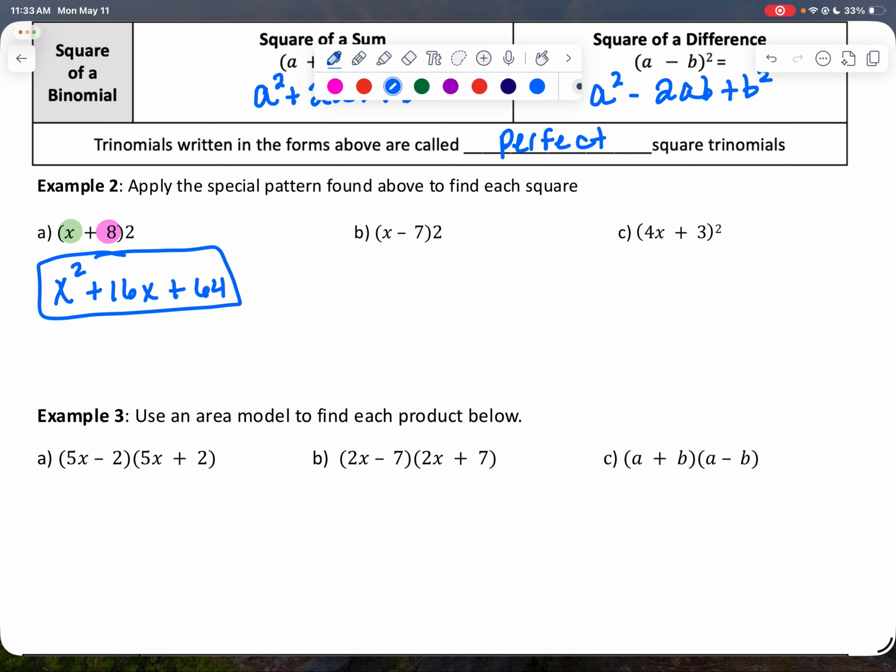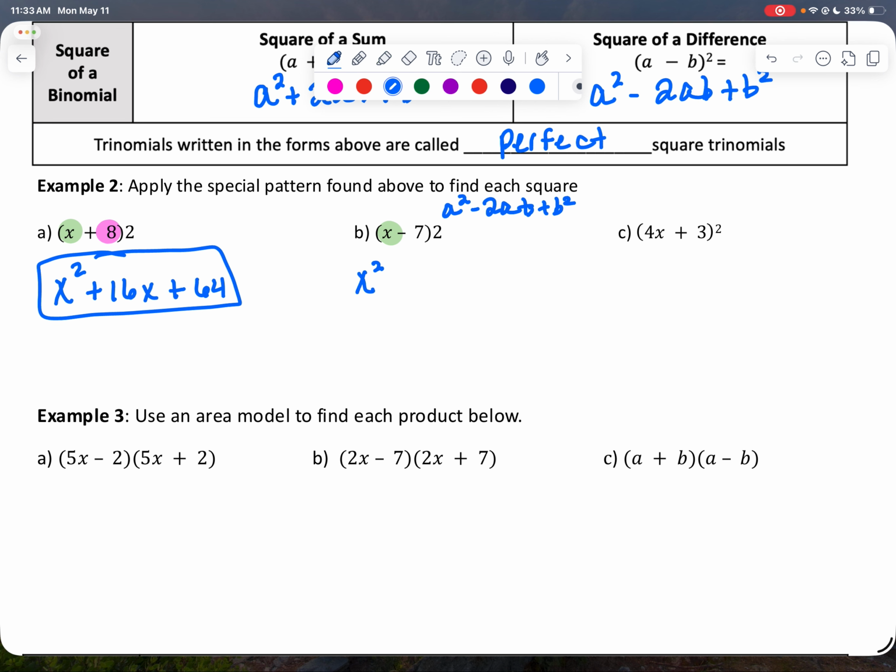All right, let's try that again. In problem B, we have x minus 7 quantity squared. So our pattern here is a squared minus 2ab plus b squared. So I'm going to start it the same way. I'm going to take my first term, which is x, and square it.